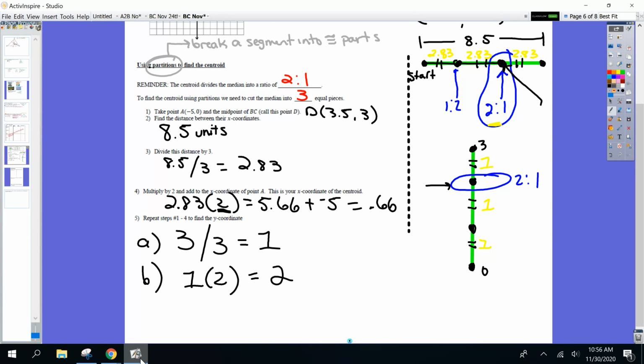So starting from 0, go up 2, and we end up at 2, which is exactly what our graph confirms, that we're at 2 on the y-axis. So our centroid, even though we couldn't see it on the graph, we could do it using partitions, and it's going to be 0.662. There it is, 0.662.